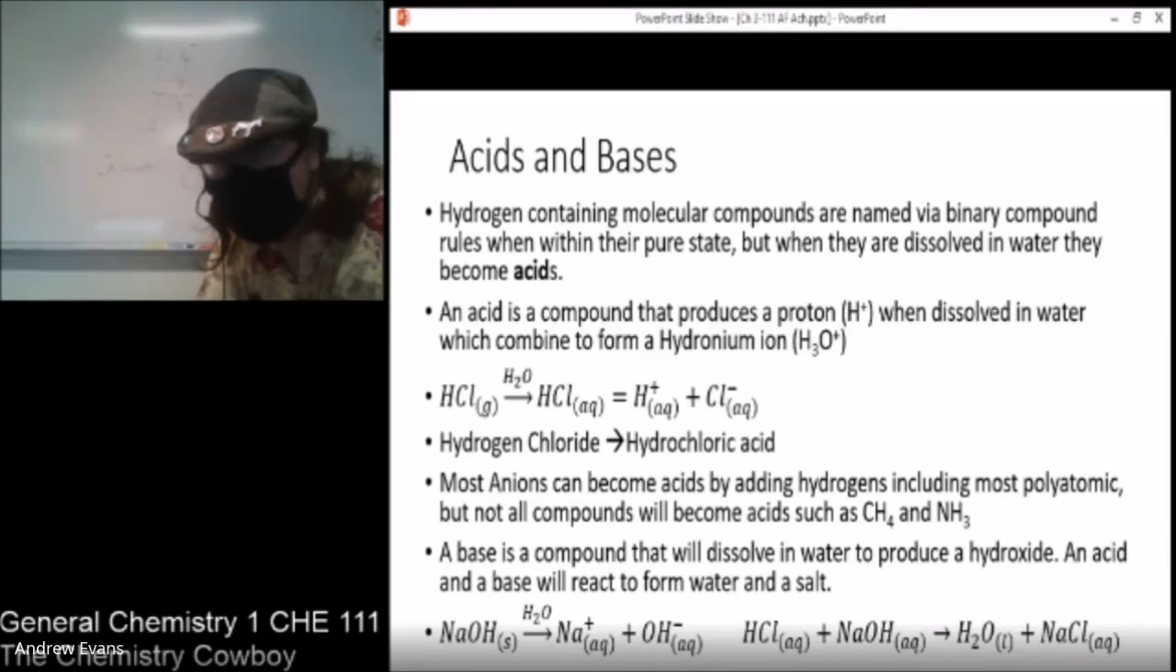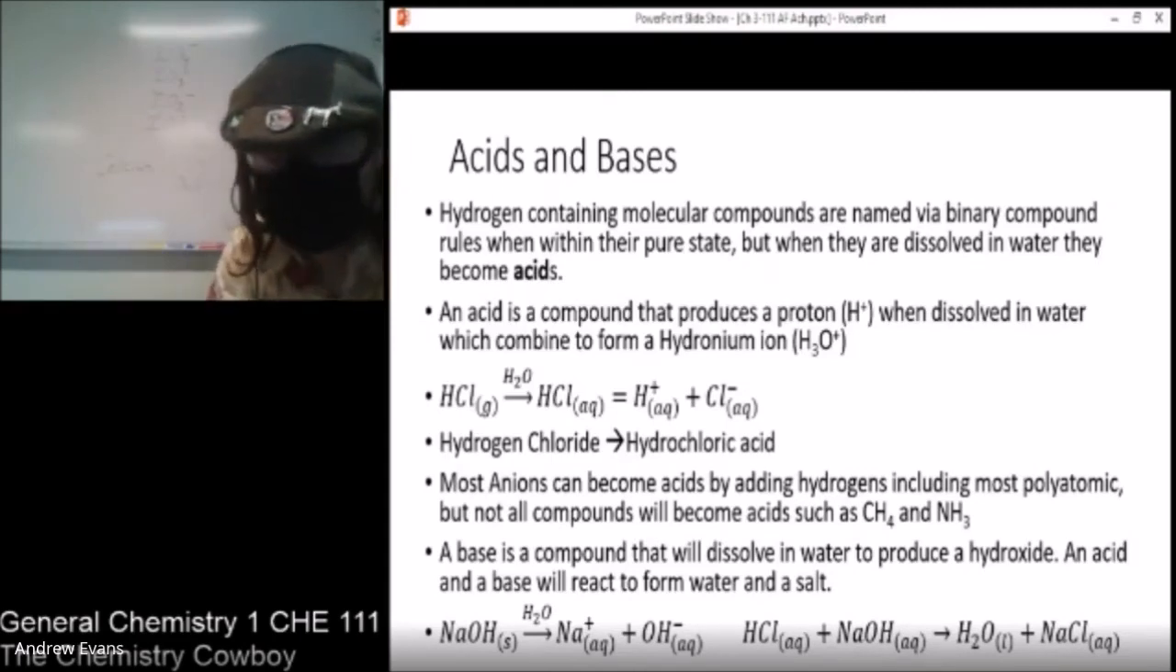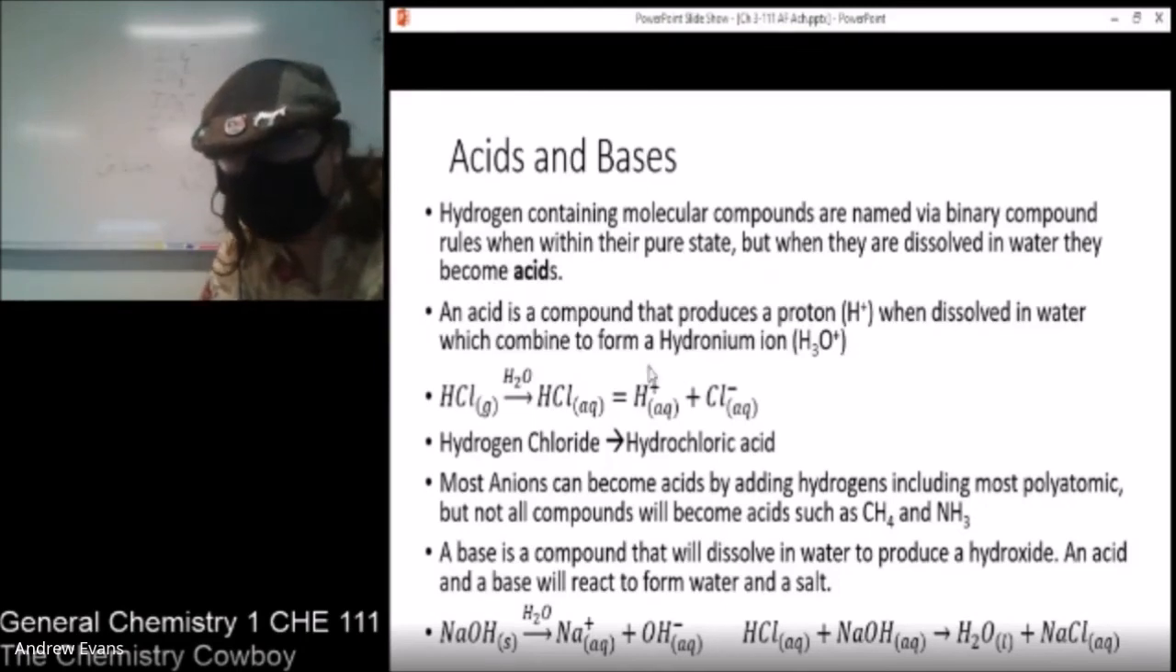Now, a base, which is going to be the opposite of an acid, is usually going to be a compound that when dissolved in water will produce hydroxide. An acid and a base will always react to form water and salt. So NaOH is our base, sodium hydroxide. HCl is our acid. If I mix them together, H plus OH gives you H2O, which is our water. The Cl and the Na can just combine together to form our NaCl, or table salt.